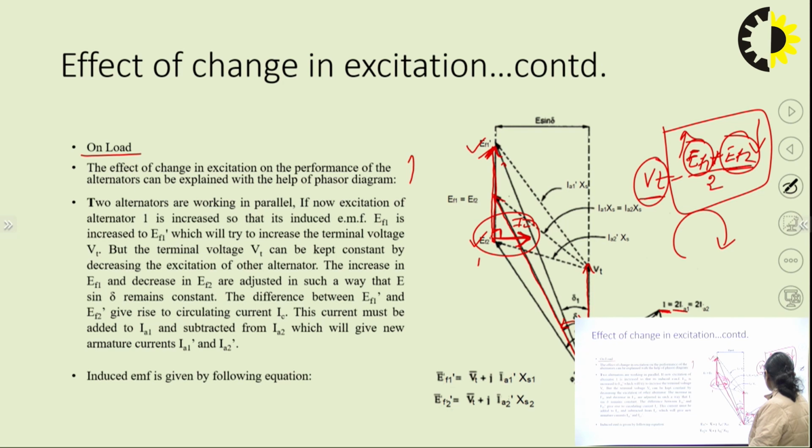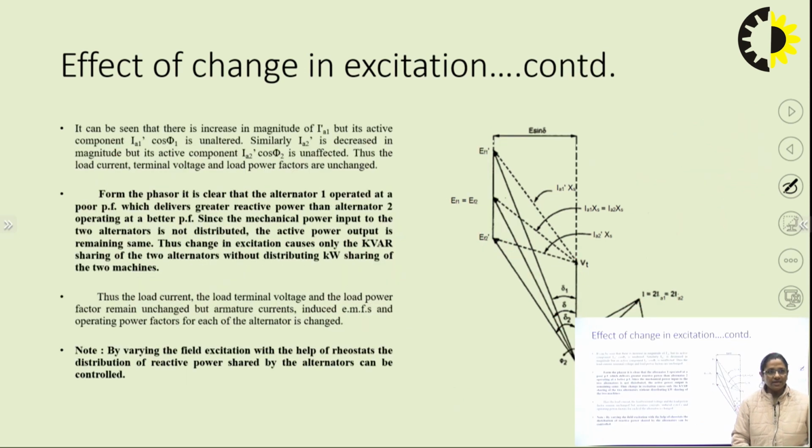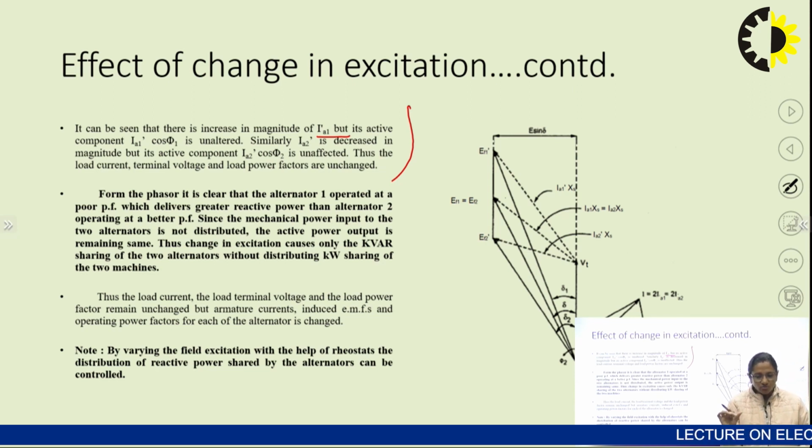What we can see over here is, there is an increment in the alternator 1 current, and a reduction in the alternator 2 current. You can see that the power factor angle of alternator 1 is now more. The power factor angle of alternator 2 got reduced from its previous value, but the load current is still equal to I, where I is the phasor sum of current IA1 dash and current IA2 dash, right? So, it can be seen that there is an increase in the magnitude of IA1 dash, but its active component remains unaltered.